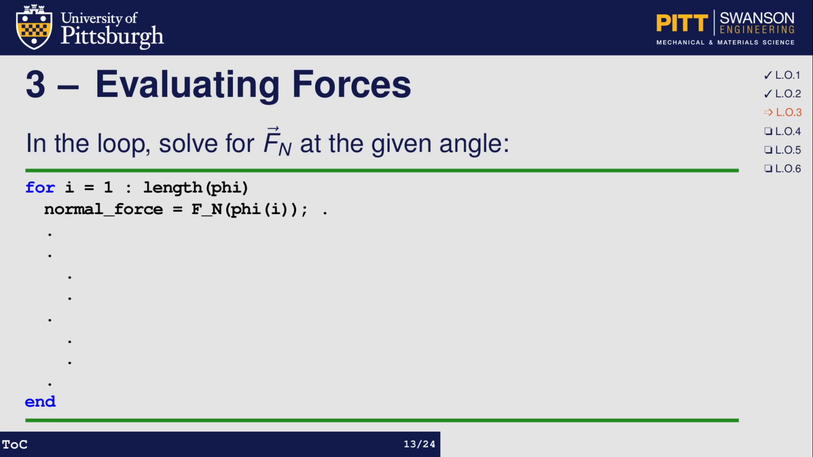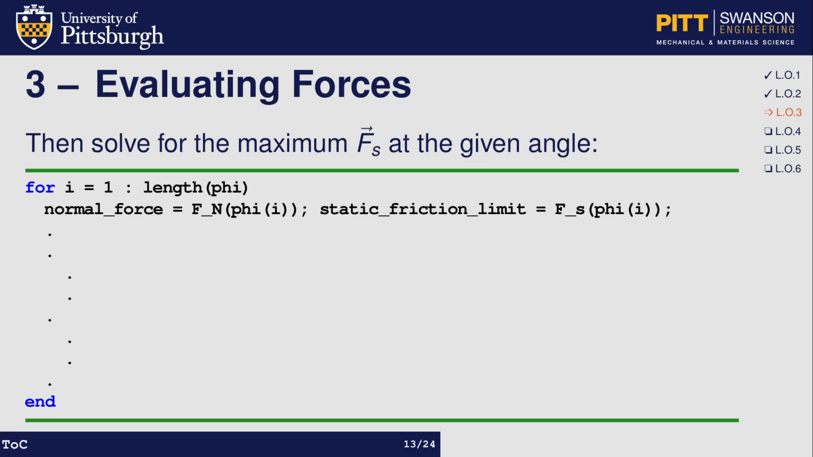Then let's use the function we wrote previously to evaluate the normal force at the current angle by using the index I to access the current value of the phi array. Similarly, use the function for the static friction to evaluate the highest possible force that the friction can impart. Remember, this is not necessarily the actual force that is imparted.